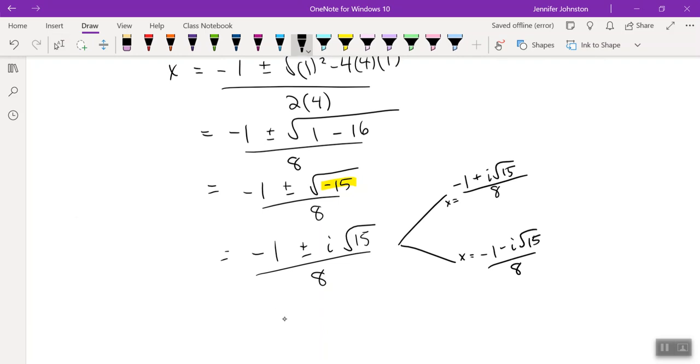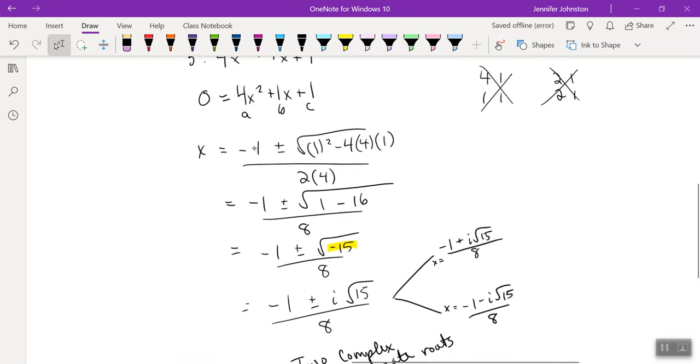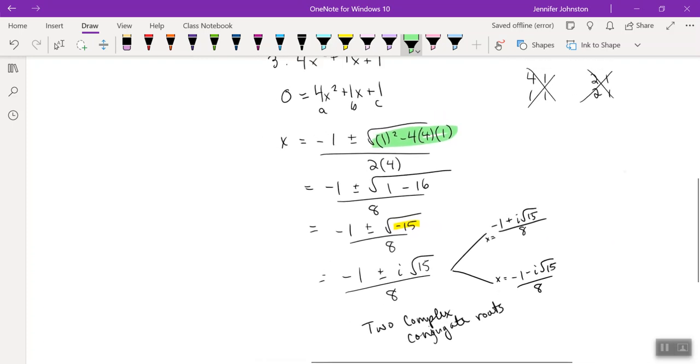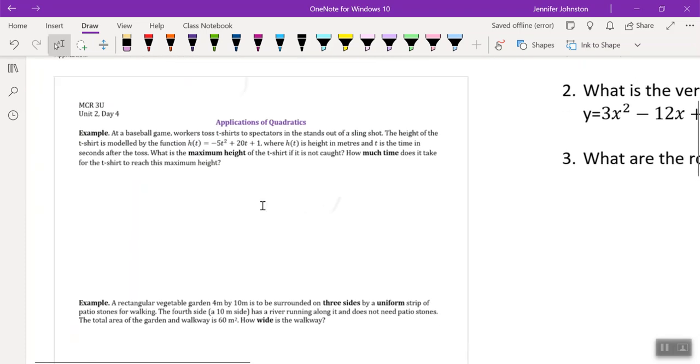If they ever ask you for the nature of the roots, it would be 2 complex conjugate roots. Alright, so that's it. So plug in all your numbers into the quadratic formula, figure out what's underneath the square root sign. Here we got 1 minus 16, which gives us -15. The -15 changes to i√15, and they're all over 8. Alright. Okay, we're going to go check out the lesson for today.